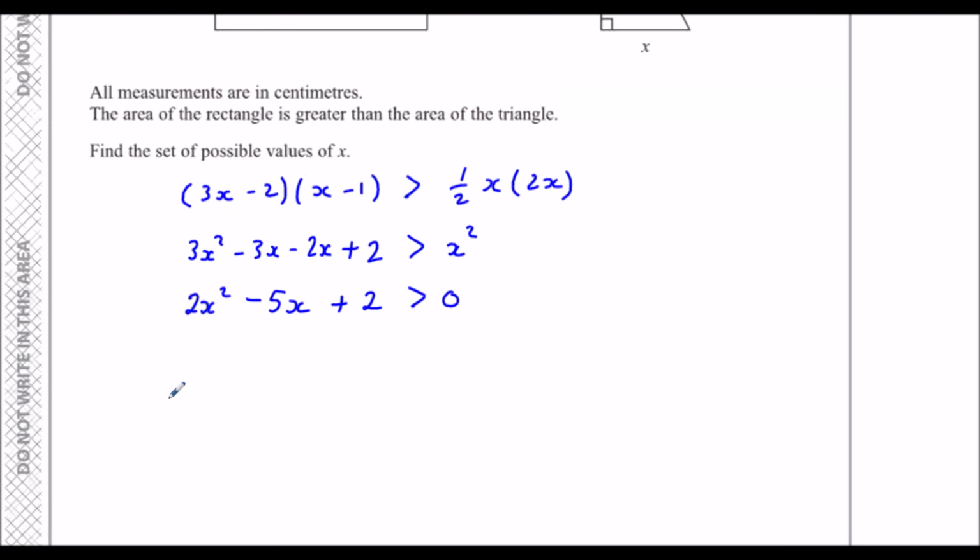So I'm going to factorize now. 2x in one bracket, x in the other. There's lots of different methods of factorizing these sorts of quadratics. I'm just going to go straight to the answer. So I've got 2x minus 1 and x minus 2. If I expand this, 2x squared minus 4x minus x plus 2, I'll get back to what I was factorizing.